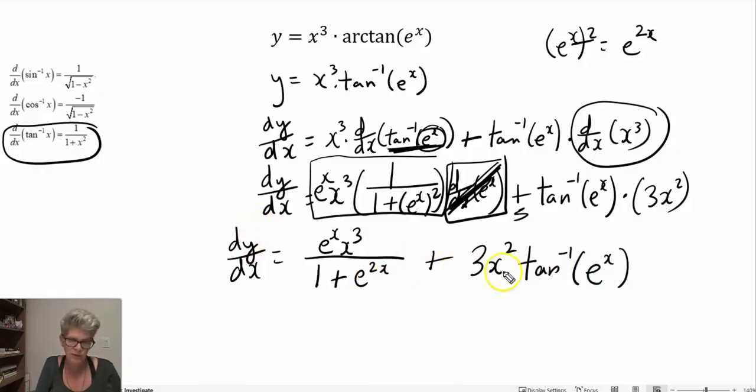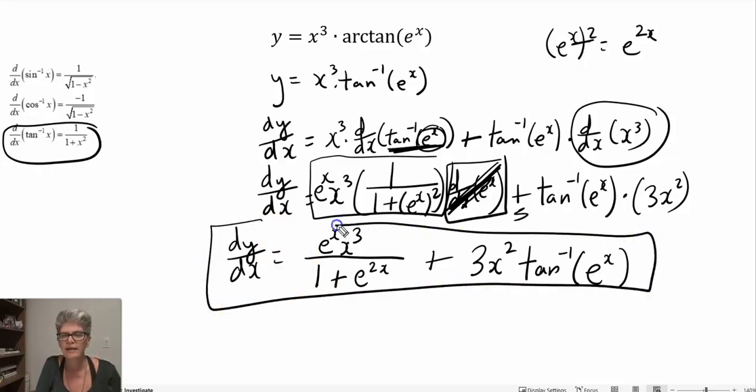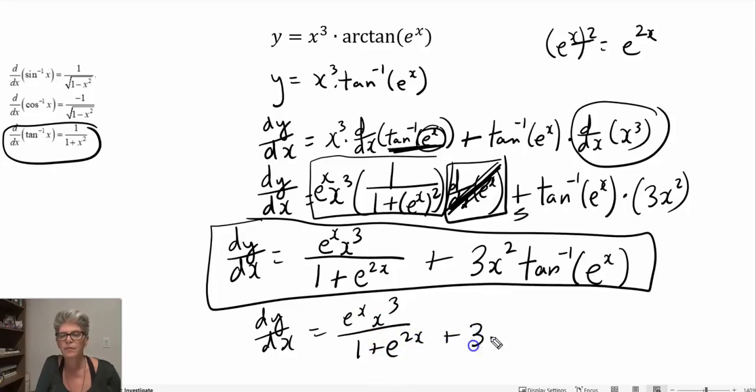Okay, and I'm just quickly checking what I worked out before. So that's a correct answer. And again, another textbook might not write it with the inverse tangent. It might write it as arc tan. Okay, so however your textbook does it, all right, so that's equally a correct answer.